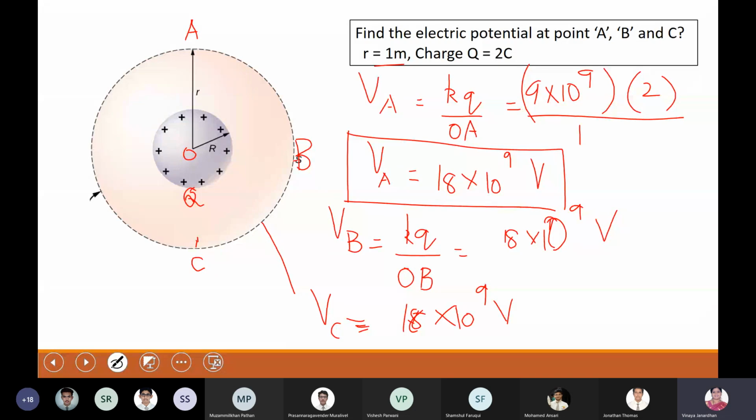So look at this. All these points A, B, C have the same potential. Then the surface, this is the surface, encloses all these points, and such surfaces we call equipotential surface.